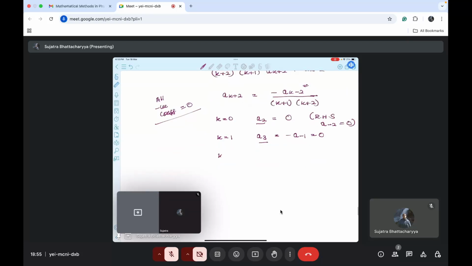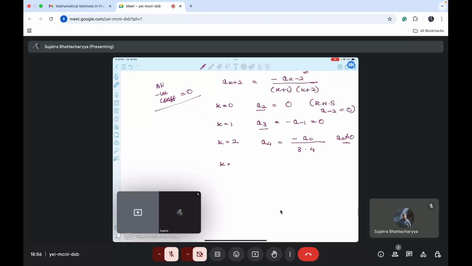Great. Come to k is equal to 2 now. So it will be a4, and here it will be minus a0, right? And it will be 2 plus 1, 3, 2 plus 2, 4. Alright, this is the first value which we are getting. And hence we can write a0 is not equal to 0. Although a2 is 0, a3 is 0, a0 is not equal to 0. k is equal to 3: a5, which is minus a1 divided by 3 plus 1, 4, 3 plus 2, 5. So this becomes a1 is also not equal to 0.